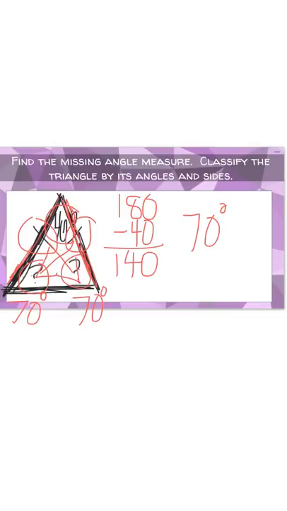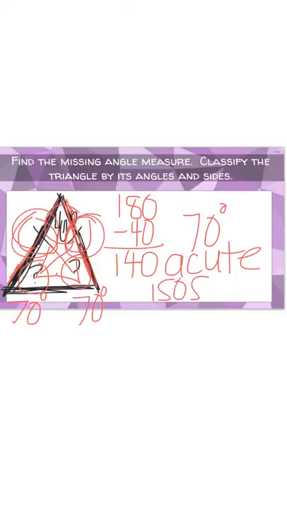Because the angles are 70, 70, and 40, all three of them are less than 90, it makes it an acute triangle. And because there are two sides that are the same or equal or congruent, that means that it is an isosceles triangle.